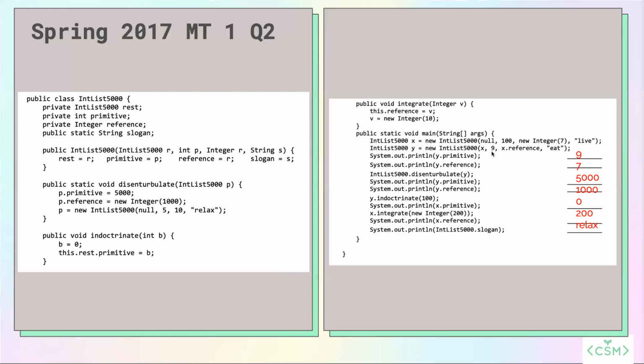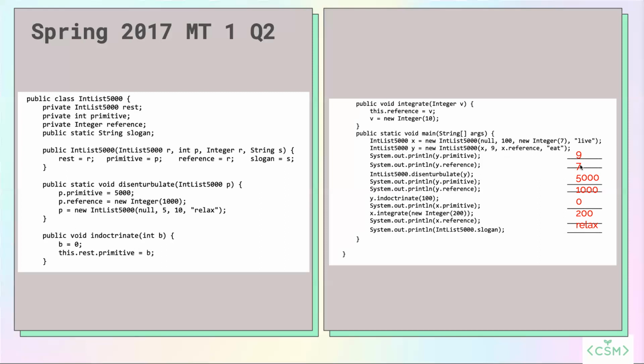And then kind of going off of that logic, in the next line, when we're finding y.reference, once again we use the same thing, where we go to the reference in this instantiated line and we find its x.reference. So when we go to x, we see that reference was listed as new Integer 7. So that's why we have 9 and 7 for these first 2 lines.